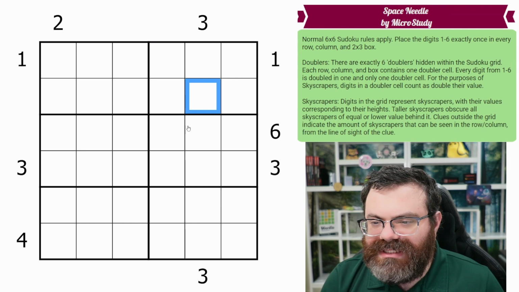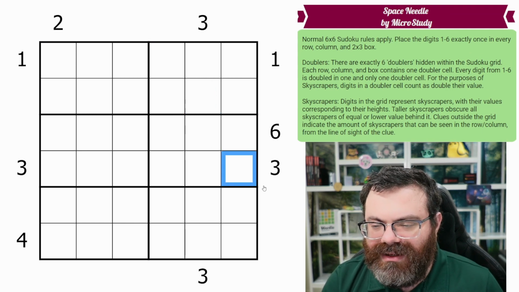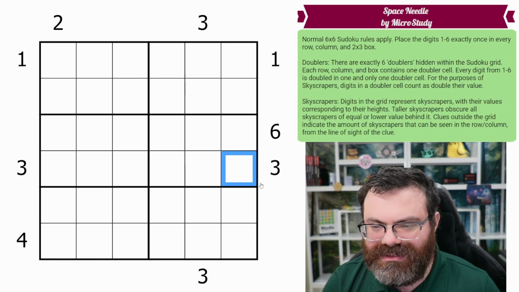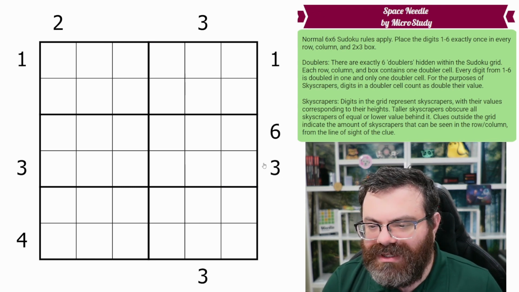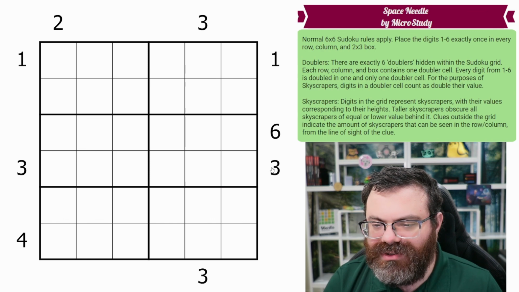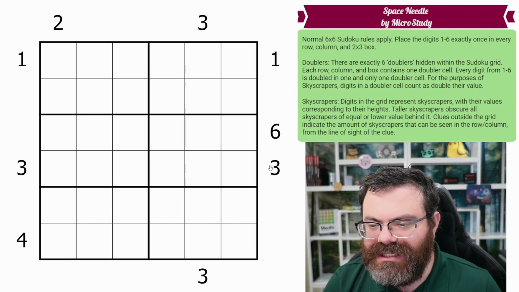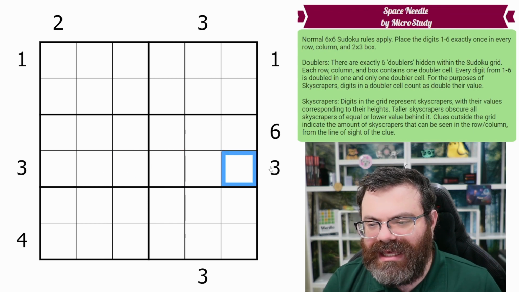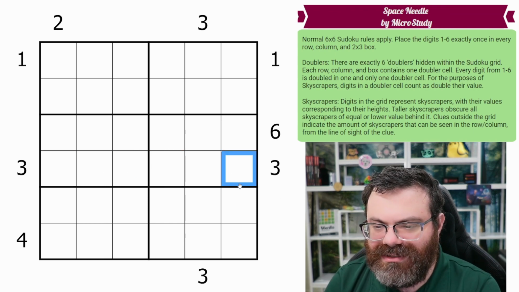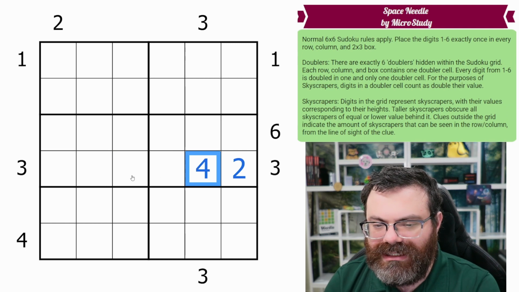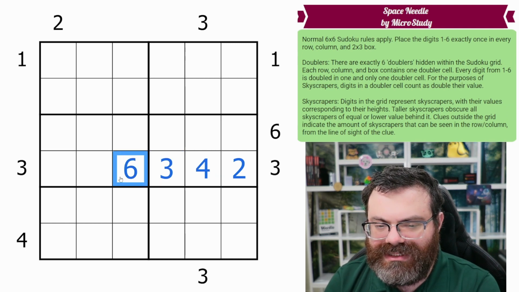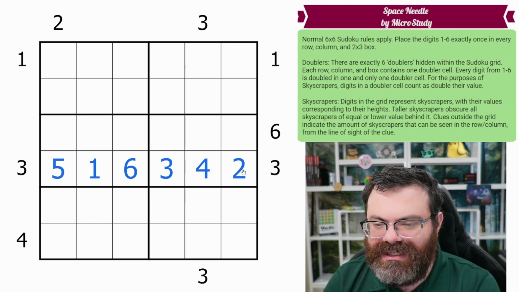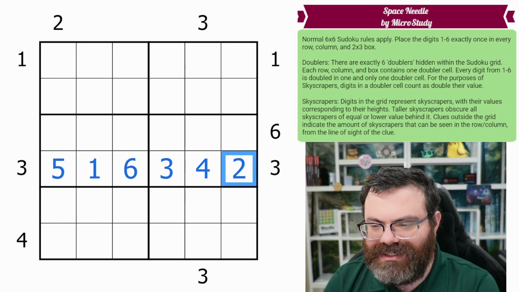All right, so also we have skyscrapers. I'll go over skyscrapers without doublers first, just so I can explain them, and then I'll explain how doublers affect that. So with skyscrapers, imagine that you're standing where the clue is, looking in this direction, and you're counting how many skyscrapers you see. Each cell has a skyscraper in it, and the height of that skyscraper is the value of the cell. So if this was 2, 4, 3, 6, 1, 5, for example, then when we're standing here, we always see the skyscraper in front of us.